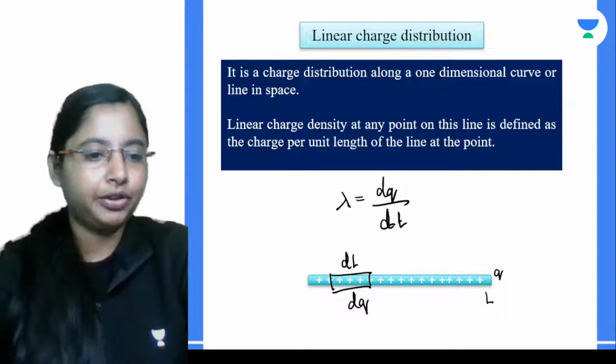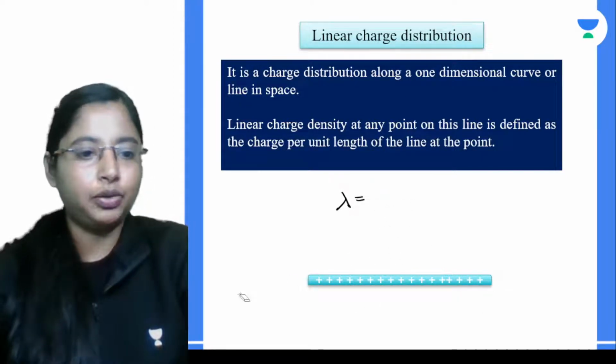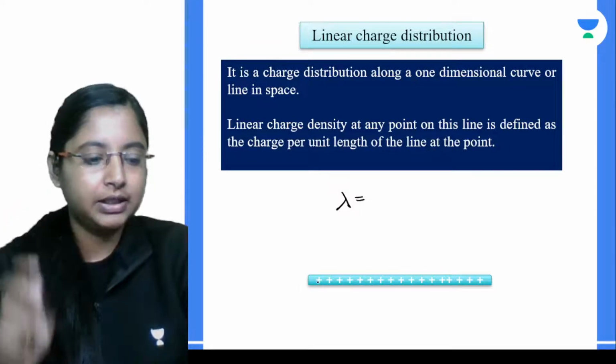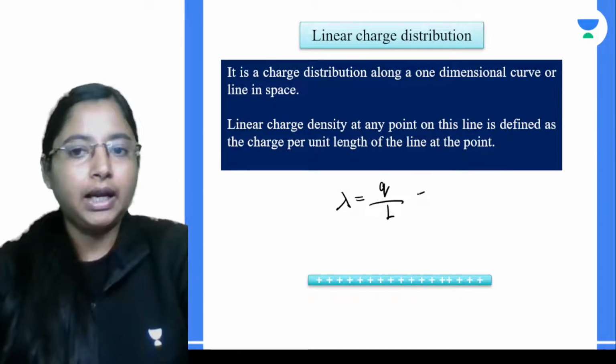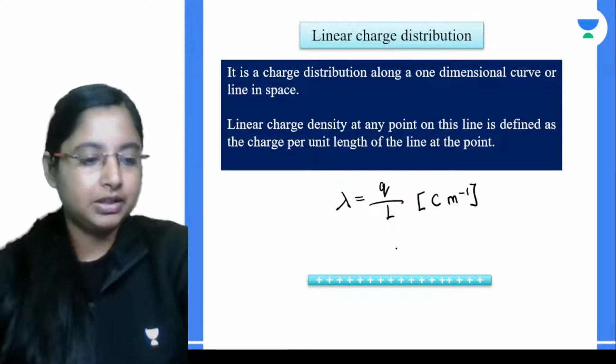That is, dq by dl, or in other words, how much charge there is per unit length. If we take the total wire as unit length, then it's very simple: how many charges are there in that unit length of wire? The unit of charge is coulomb and the unit of length is meter, so coulomb per meter is the unit of linear charge density.